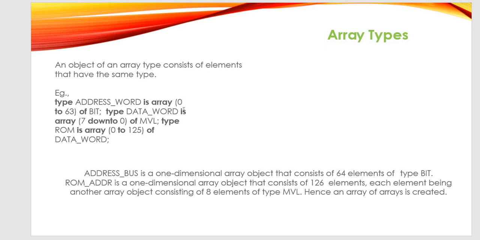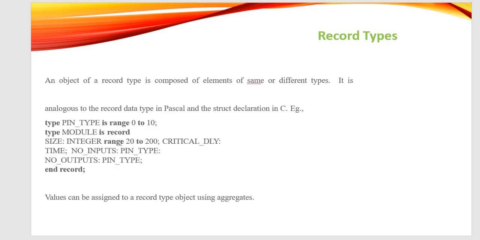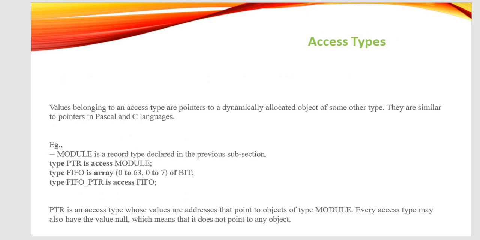Then array type, just similar to any other programming language, we can have an array. Like here, address word is an array 0 to 63 of bit type, something like this you can declare. It is a plain array, the way we use it in any other language. Then record type, where the only difference is that it is composed of elements of the same or different types. Like here, a pin type is a range, something integer, and somewhere here size and time are mentioned. So that way we can have a mixed approach. That is record type, not very frequently used as far as hardware design is considered.